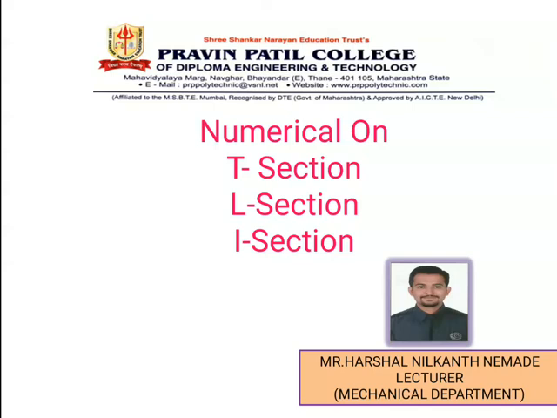Today's topic is numerical on T section, L section and I section. So we'll start with numerical. First numerical is: find Ixx and Iyy of T section having 80 mm multiplied by 20 mm flange and 20 mm multiplied by 60 mm web.